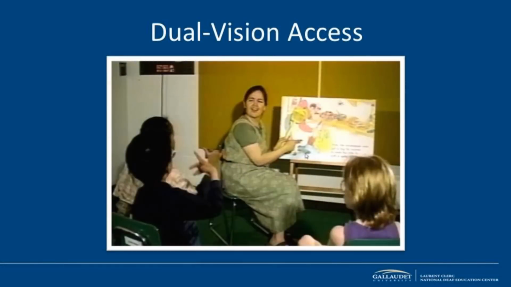The teacher is looking across the entire group of students to ensure that all students can see her, the picture, and her signing. Now let's look at a diagram of the students' lines of visual access and ask ourselves whether each student has visual access.